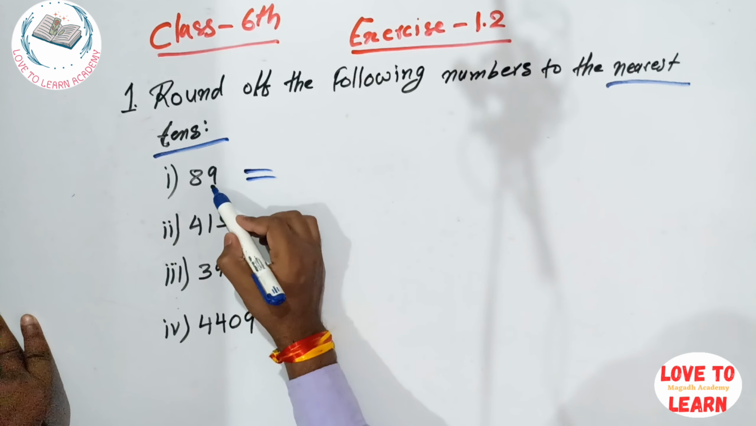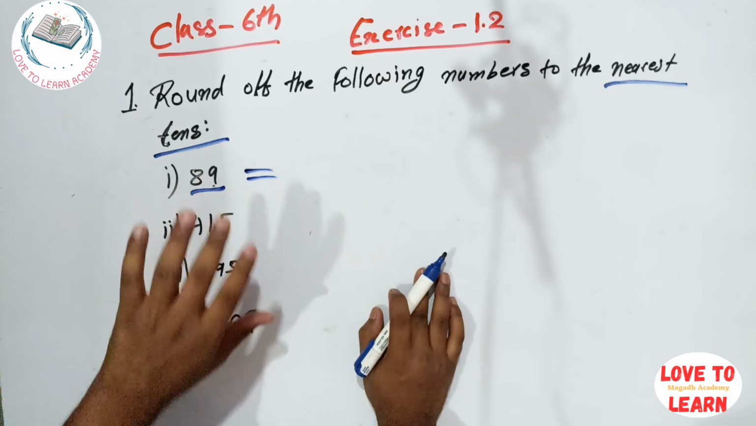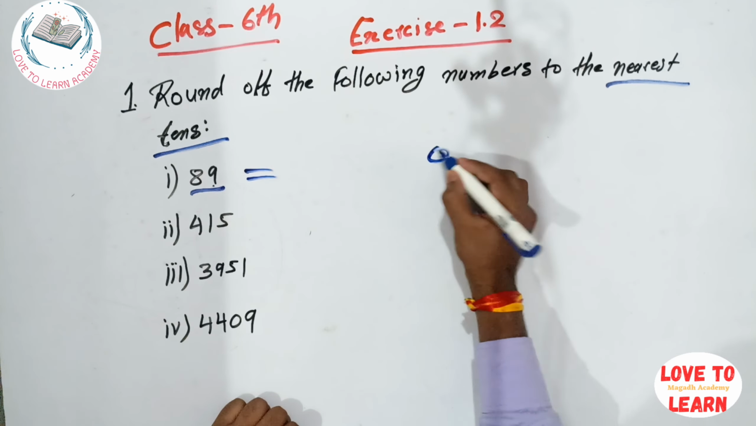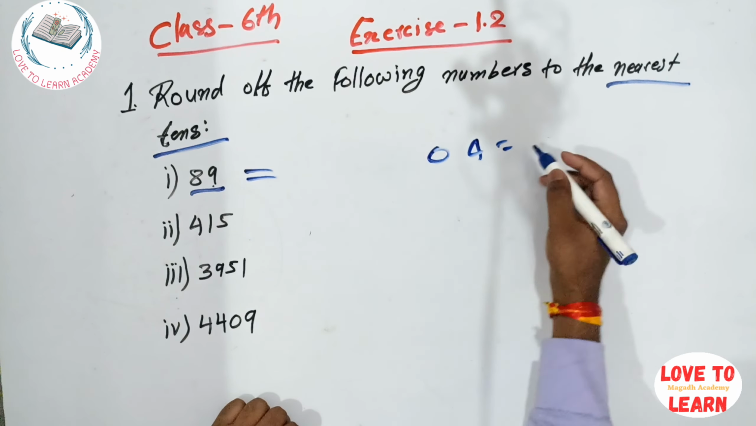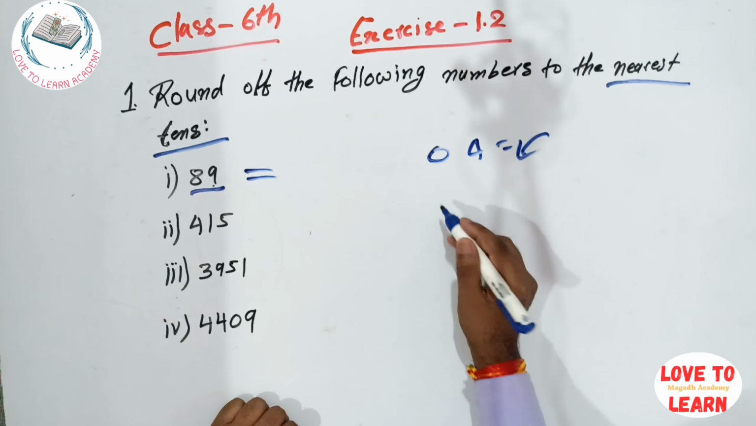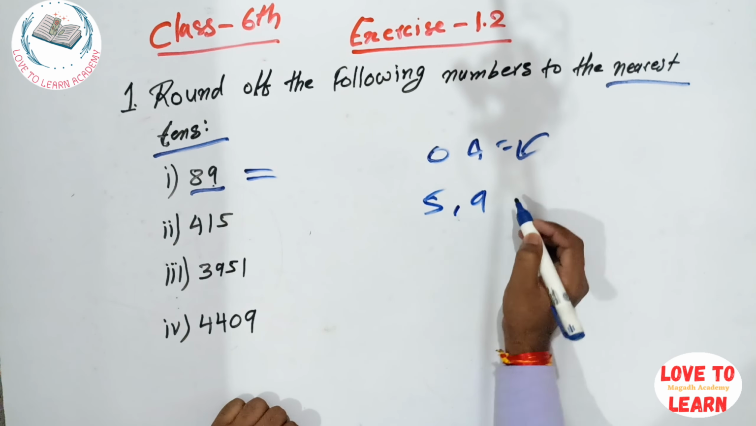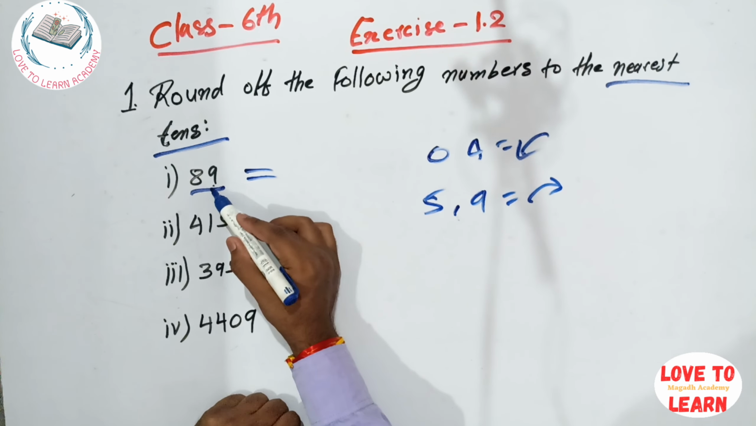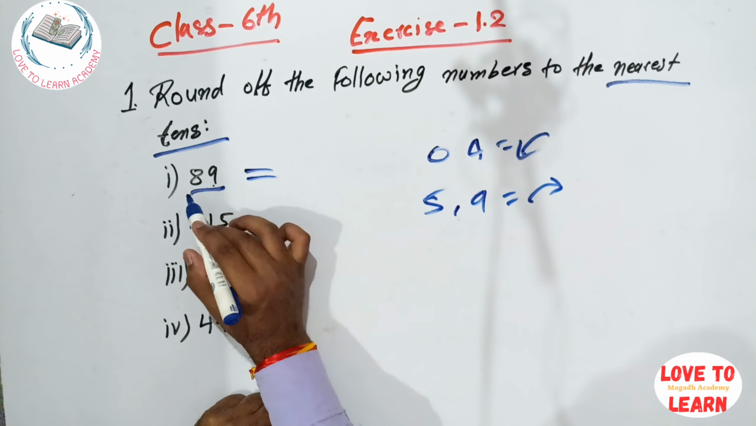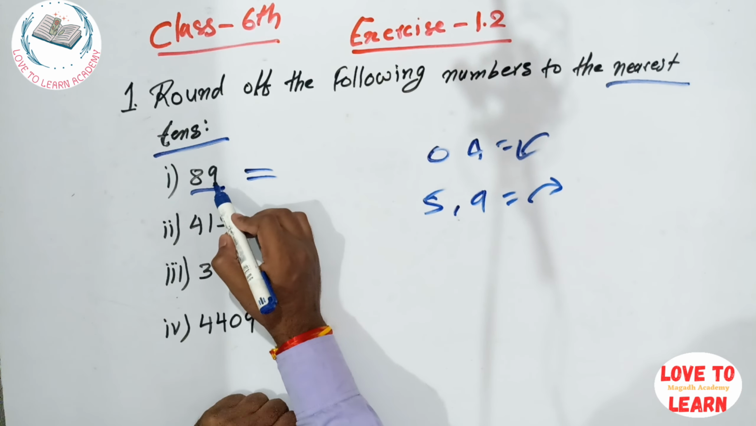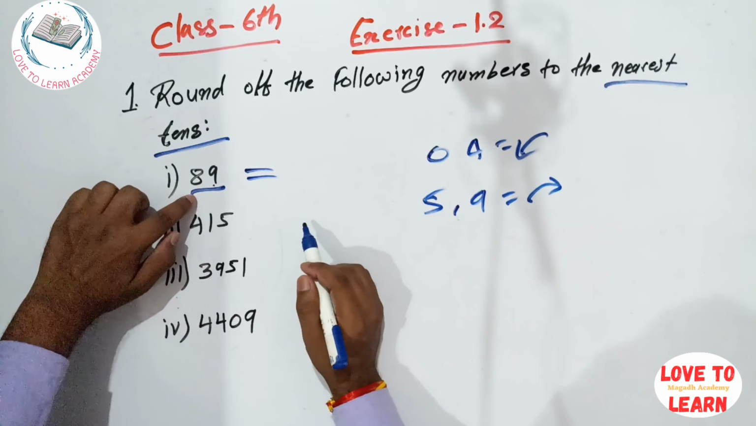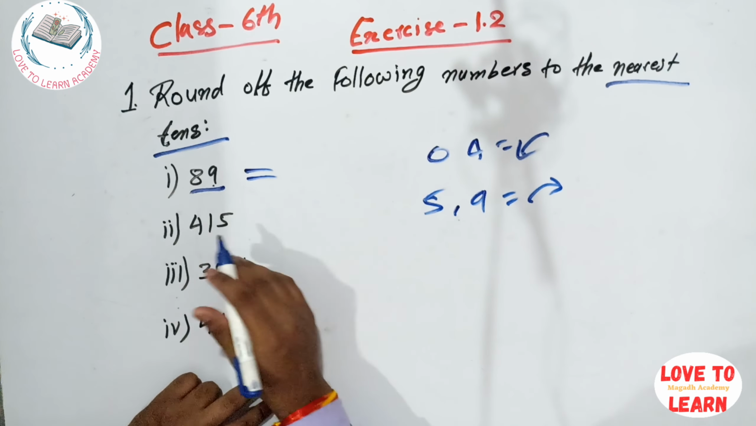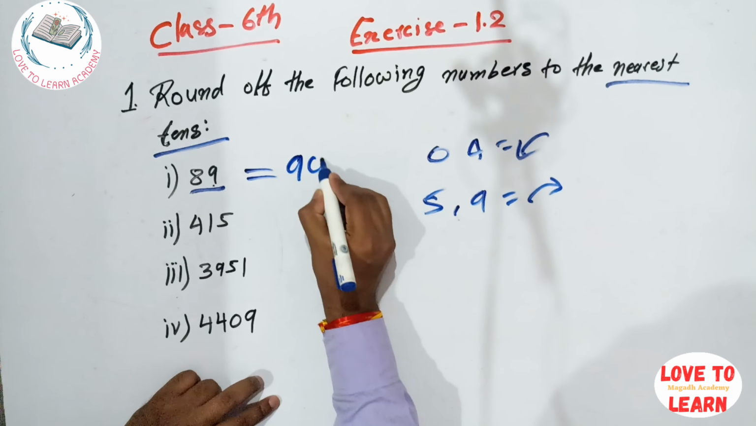So if you count ones, tens, this is the tens place. And what is the nearest number of that? We know that for digits 0 to 4, you go backward, and for 5 to 9, you go forward. So this, if you see, is a 9. When you count tens, see the first unit. This is a 9, it means it is going to be 90. The round number of 89 will be 90.